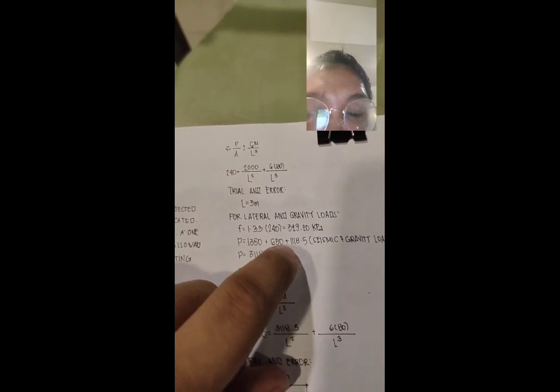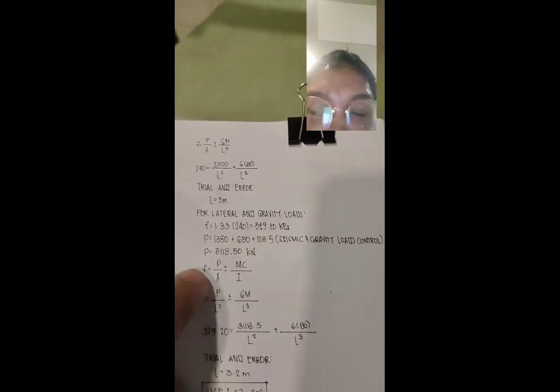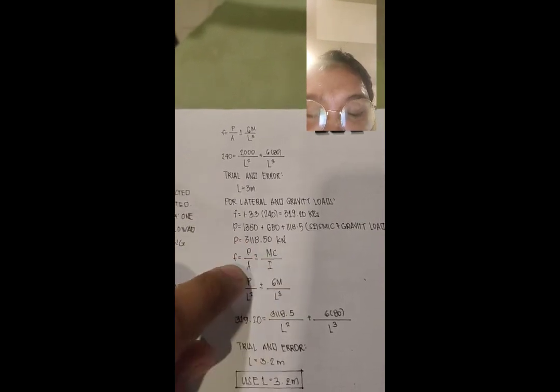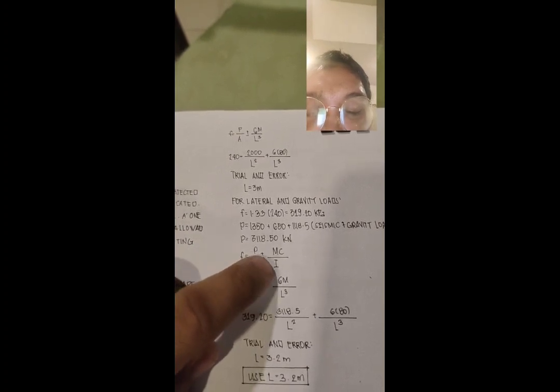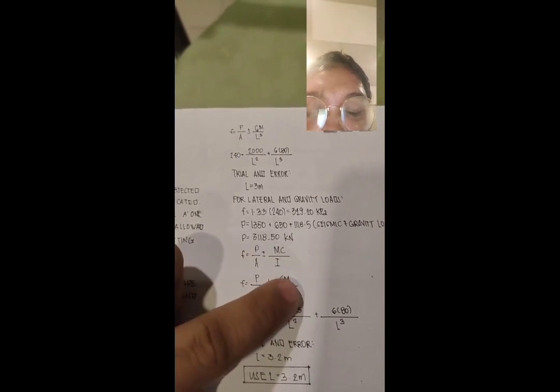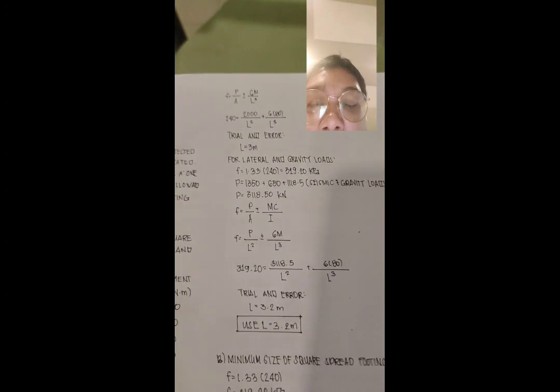So, yung P natin na 1,350 plus 650 plus 1118.5 na seismic and gravity loads control. We have here P na 3,118.50 kilonewton. So, pressure F is equals to P over A plus negative MC all over I. So, we have here the P all over L squared positive negative 6M all over L cube.